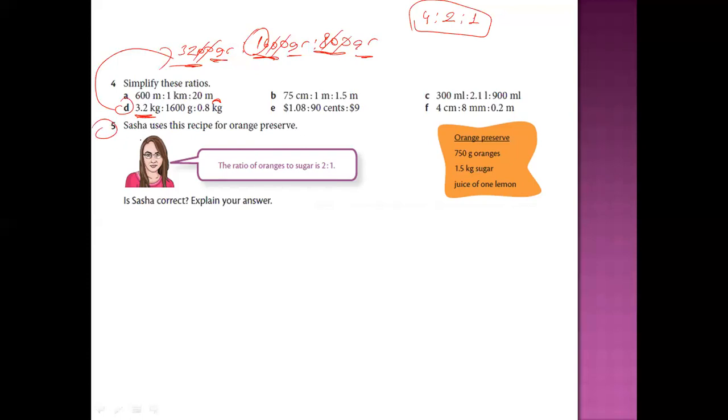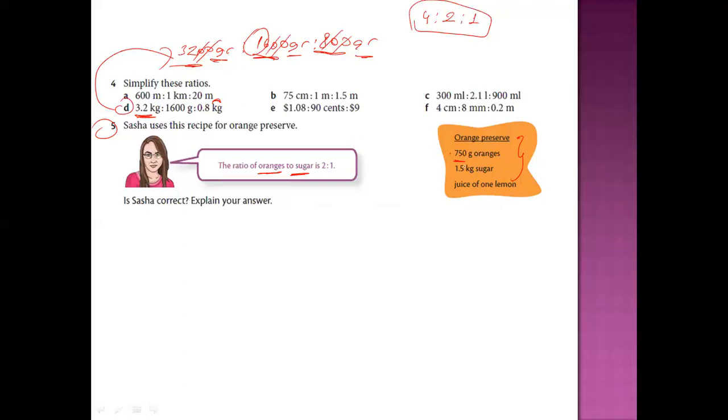And the last one. Sasha used this recipe for orange preserve, and the ratio of orange to sugar is 2 to 1. Ratio of oranges to sugar. There we have the recipe. Let's check it. In the recipe, when we have 750 grams of oranges, of course you should take 1.5 kilograms of sugar. And what is the ratio of orange to sugar?